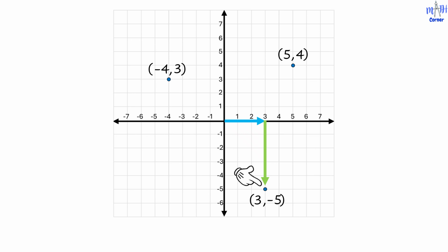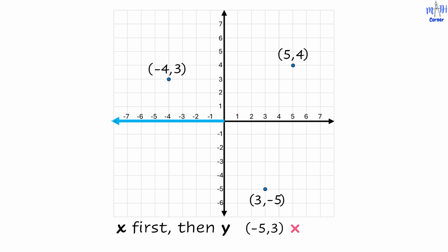Here is a very common mistake. Some students say -5, 3, instead of 3, -5. Always remember x first, then y. Another mistake is forgetting negative signs. If the point is left of the origin, x is negative. If the point is below the x-axis, y is negative.